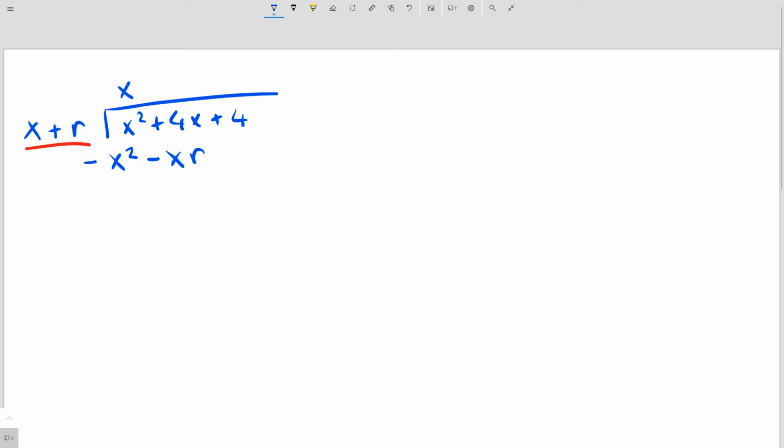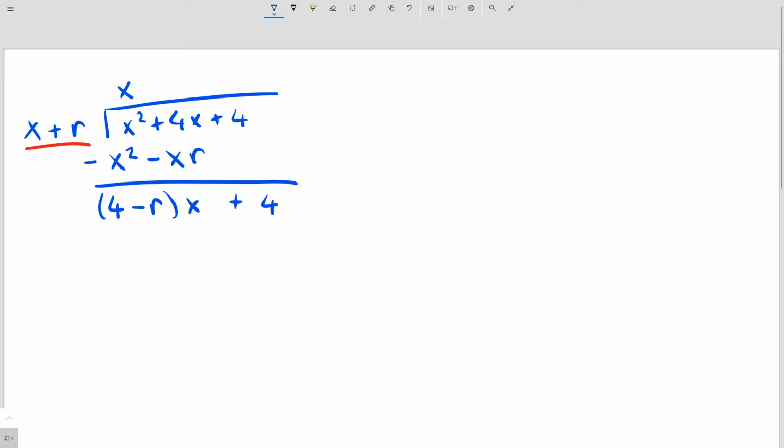And now we subtract from this thing. That is actually going to bring us down to a second order polynomial. Sorry, I think it's first order. Yeah, it's going to be linear. So that gives us 4 minus r x, and of course we have a plus 4 here.